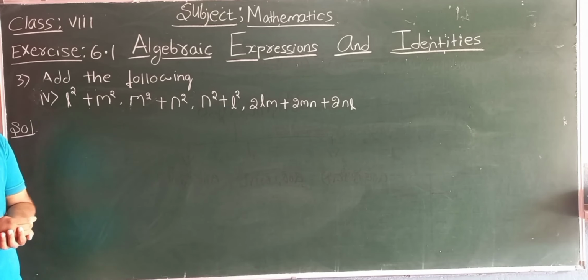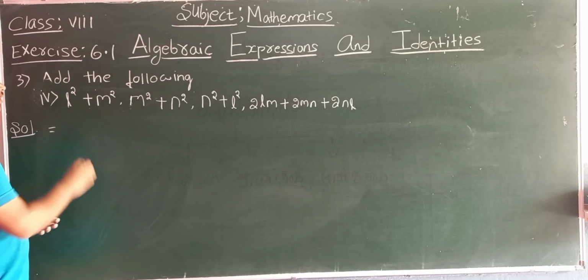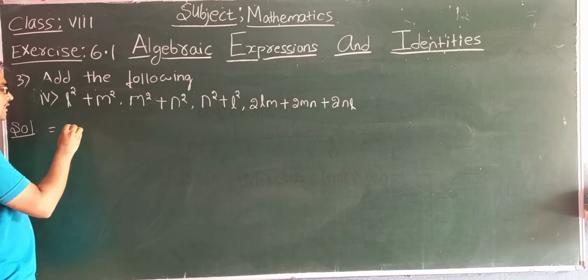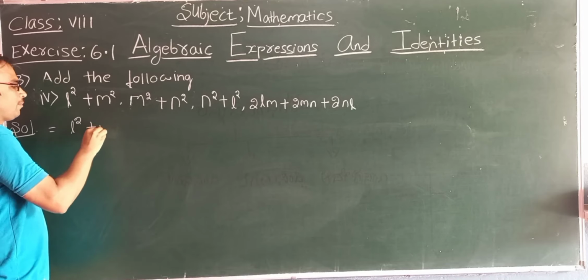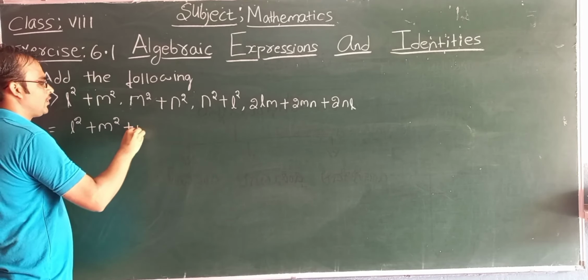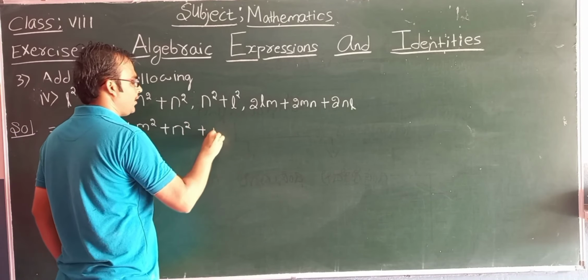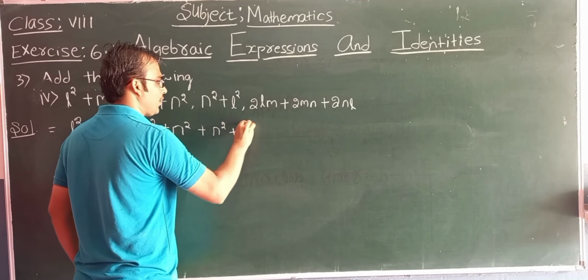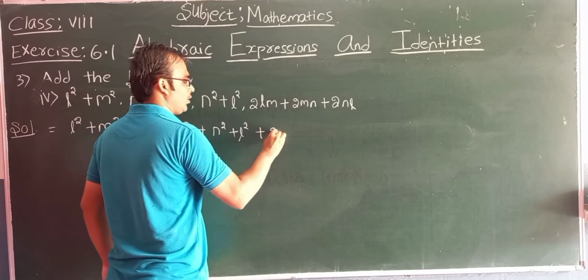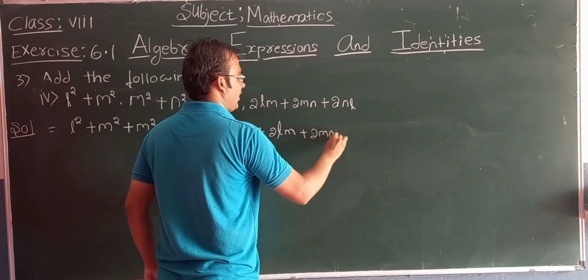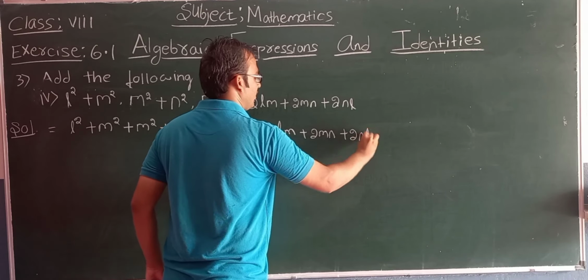Students, now let us solve the fourth problem. So here, what's the first step? In place of the comma we need to write plus and write the expressions as they are. L square plus m square plus m square plus n square plus n square plus l square plus 2lm plus 2mn plus 2nl.